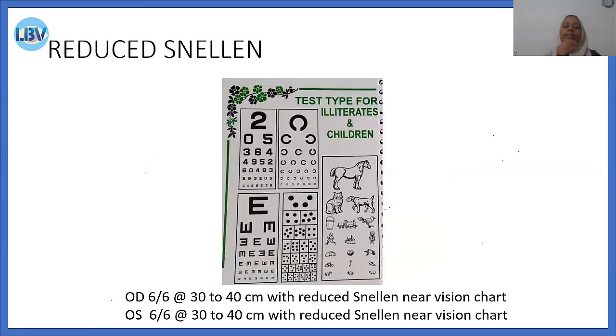Moving ahead, we have reduced Snellen. Why is it known as reduced Snellen? Because these are the Snellen charts and they have been reduced here. This is the reduced version. So if the patient reads the last 6 by 6 line, you can write it as 6 by 6 at 30 to 40 centimeter with a reduced Snellen near vision chart. You can also add more details like Landolt C chart, reduced Snellen C chart, reduced Snellen E chart, reduced Snellen dot chart. These details can also be added.